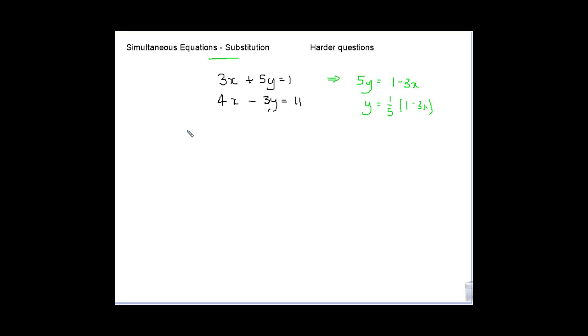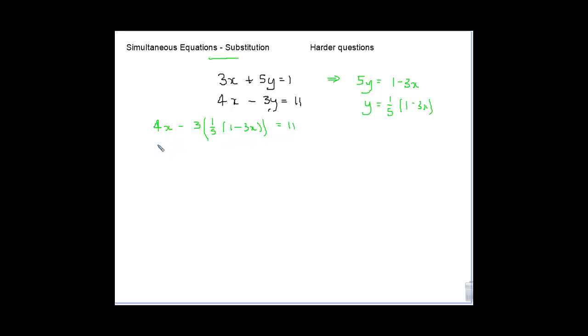So we're going to get our 4x here, and for y, we're going to have the 3 there. We're going to put in the 1/5 of (1 minus 3x) equals 11. Now, notice again, we've got an equation that is all in terms of x. It's not a pretty equation. Yes, there's a bit of work to do to solve for x there, but it's solvable because we can get it all in terms of x.